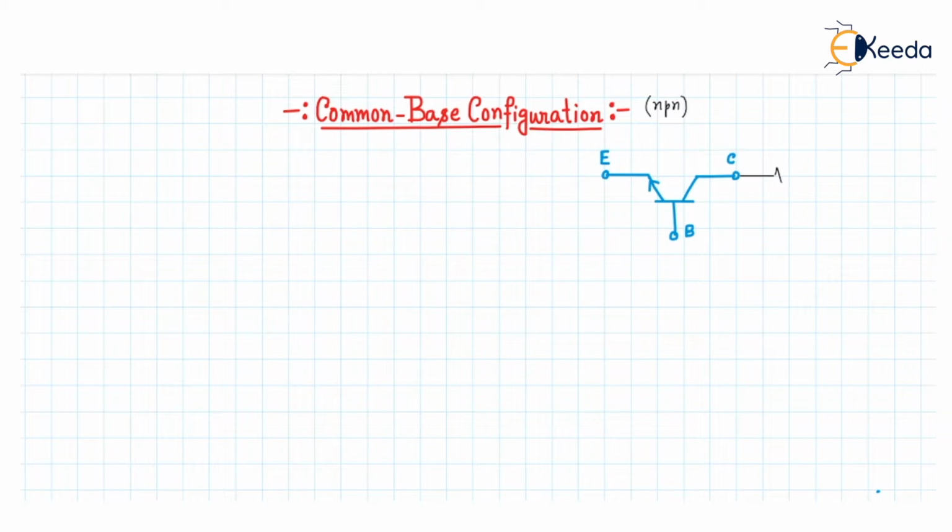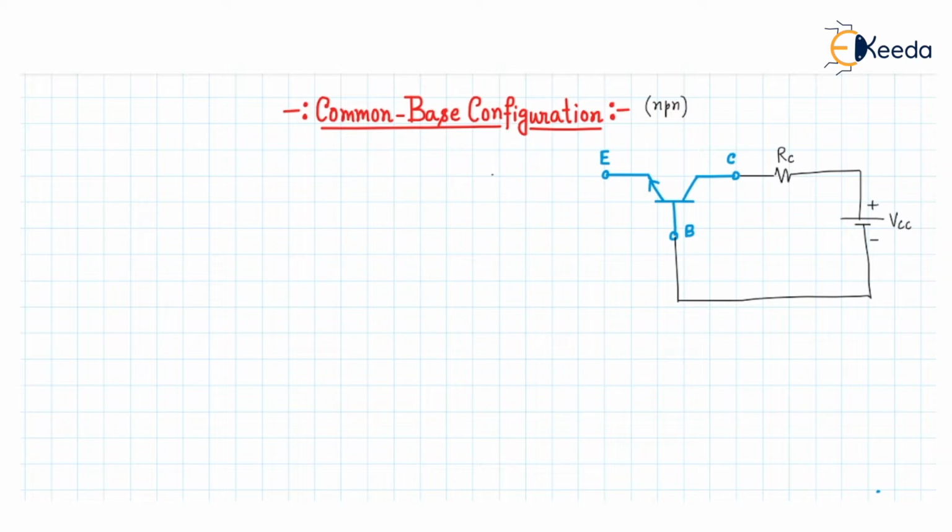resistor here at the collector terminal, and between the base and the collector we have to give a voltage source VCC in this fashion such that the positive polarity is connected to the collector and the negative polarity is connected to the base. This is our VCC voltage and this is the RC resistance.